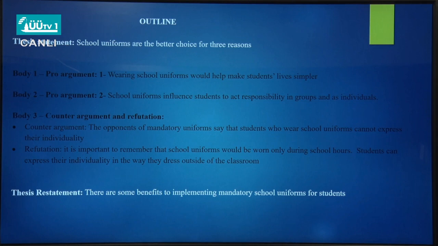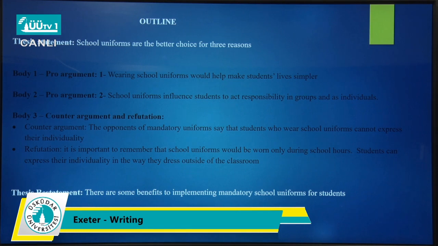Thesis statement: school uniforms are a better choice for 3 reasons. Number 1, pro-argument. We are defending. Wearing a school uniform would help make students' lives simpler. Body number 2, again pro. School uniforms influence students to act responsibly in groups and as individuals. And the last one, counter-argument and refutation. First of all, we should mention their ideas. What is our counter-argument here?